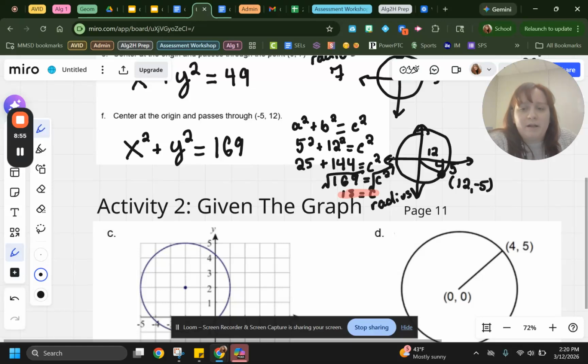So whenever I plug that into my equation, I always square it. That's how I get that 169. Okay, so these are all going from characteristics. Maybe you had to draw out the parts here.